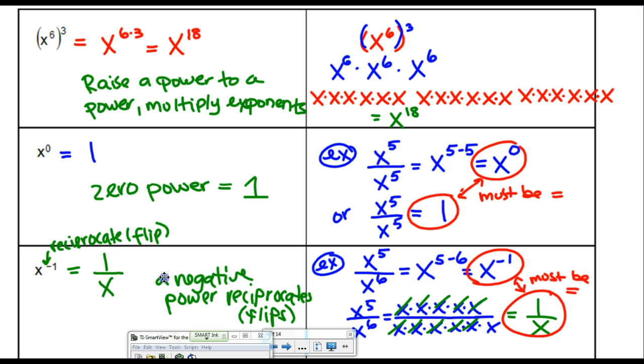All right, so those are the 5 rules. But now we're going to be doing problems in a minute where you have to combine multiple rules in one problem. So order of operations, you'll need to know that.